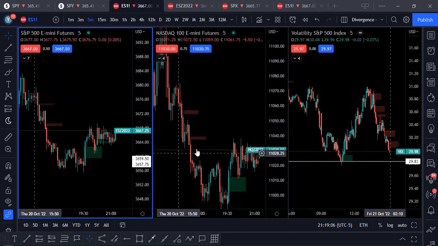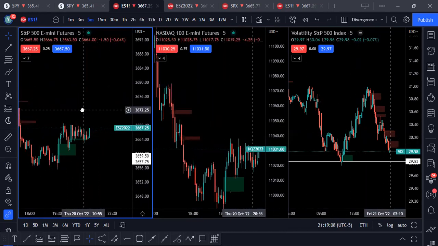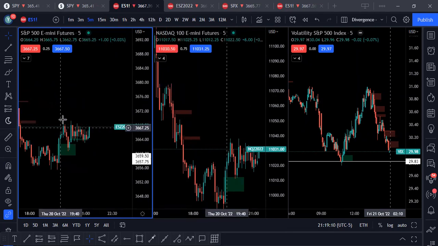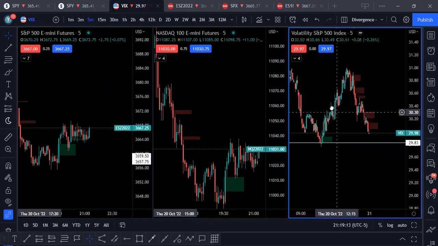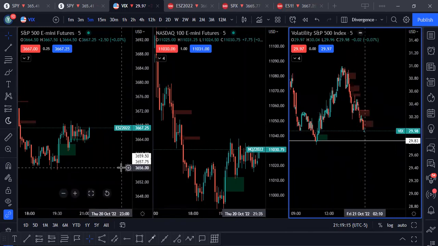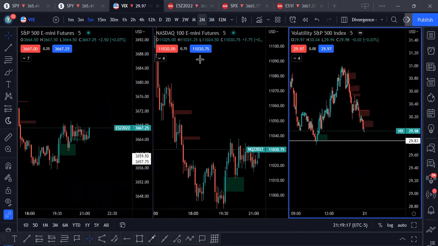And then I'll watch the VIX, because sometimes when you can't tell, like right here, it looks bullish, I can look at the VIX and see if it has a really bearish setup. So that helps me a lot.